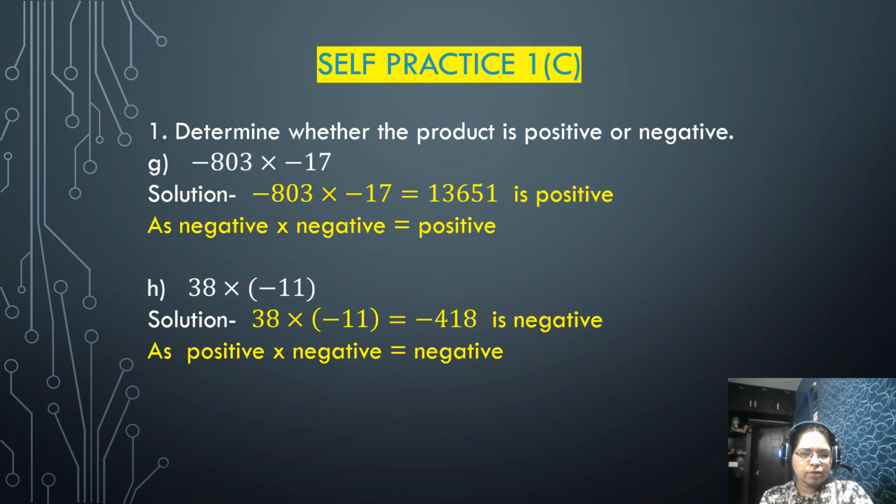Now G, minus 803 multiplied with minus 17. When we multiply negative integer with negative integer we get positive integer. So minus 803 multiplied with minus 17 we get 13,651, which is a positive integer. And H, 38 multiplied with minus 11. When we multiply positive integer with negative integer we get negative integer.